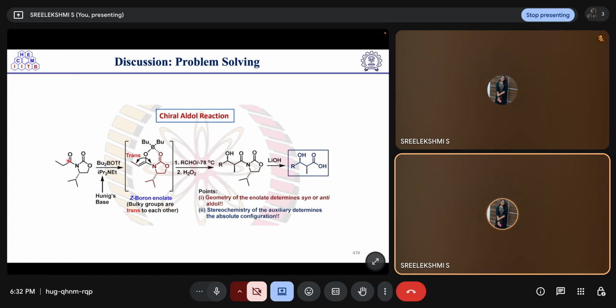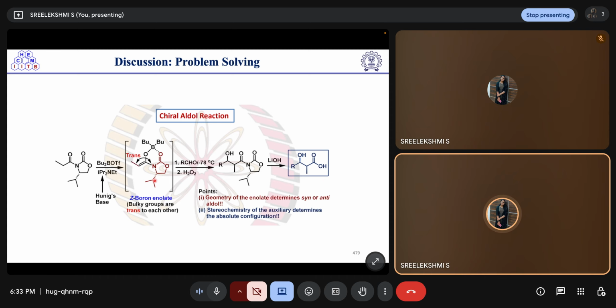So same thing, using this Unix base, we are abstracting proton and forming this enolate. So this is Z boron enolate, where these bulky groups are trans to each other, then quenching with aldehyde gives this product. Because this is below, the incoming electrophile will be coming from the opposite face, and we will be getting this product, and then LiOH will remove this and give this carboxylic acid.